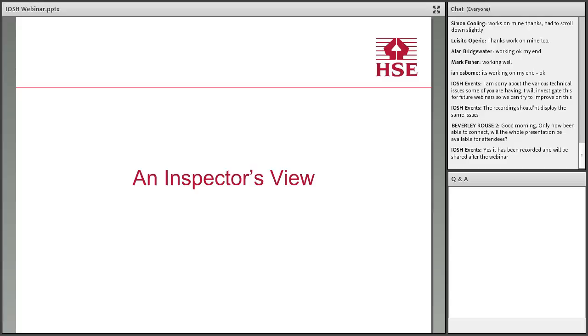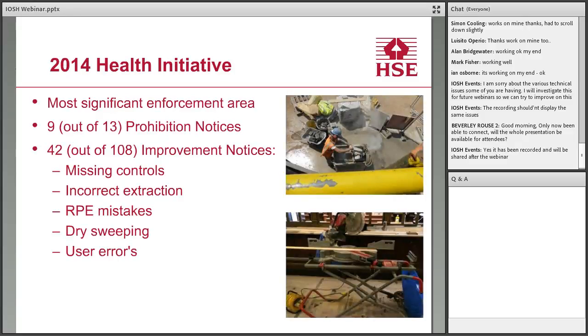What I want to try and give you briefly now in the last 5 minutes is an inspector's view. We did a health initiative in 2014, looking at larger sites and how they managed health risks. Dust was the most significant enforcement area within that. Asbestos was excluded because it's covered in other topics. So you'll see that 9 out of the 13 prohibition notices issued were on dust, and 42 out of 108 improvement notices were issued on dust, with all the reasons listed there. So incorrect extraction, RPE mistakes, dry sweeping, people really not knowing what they're doing. So a significant amount of enforcement.